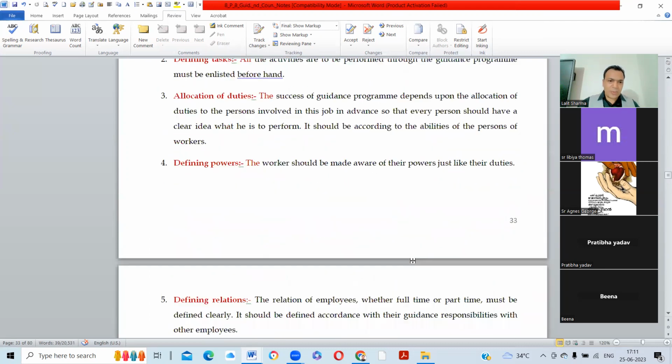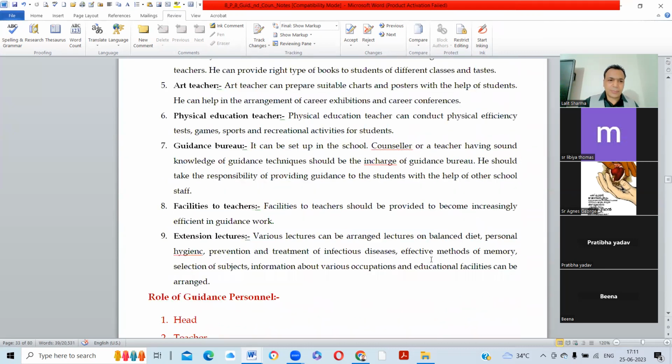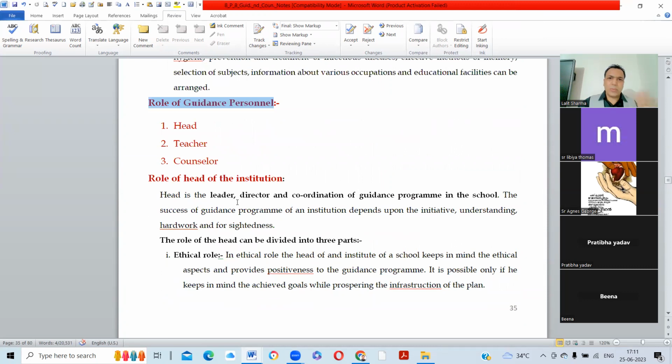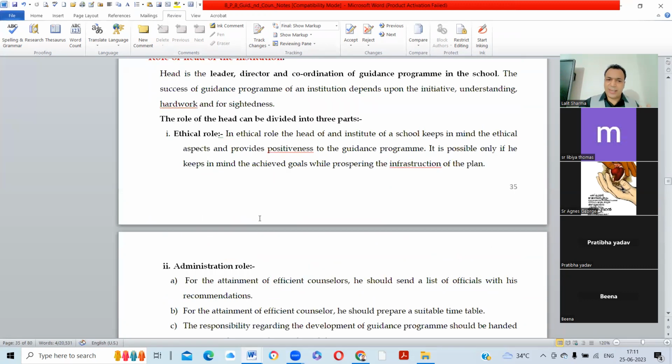So all of this is detailed in it. It is easy, right? And what would be the role of a head, teacher, and counselor, right? Almost the same, guys. You can check in it, with the difference of 1 or 2 points, right?